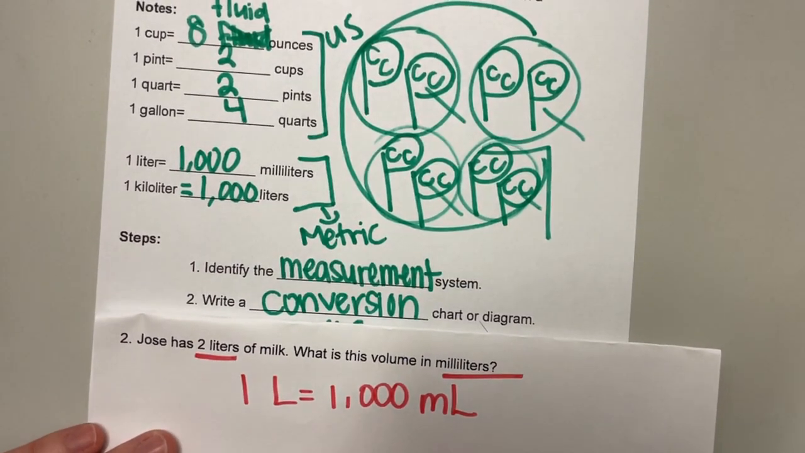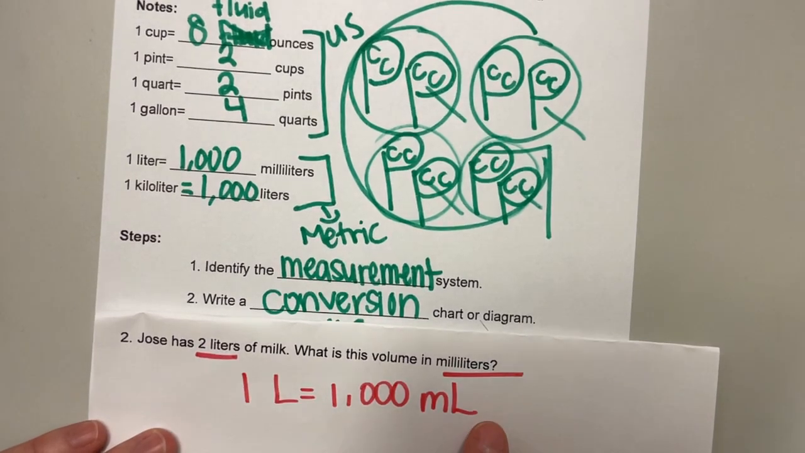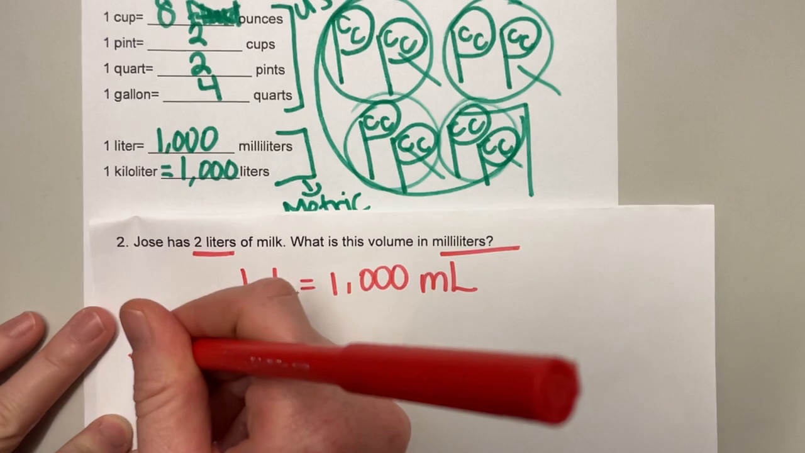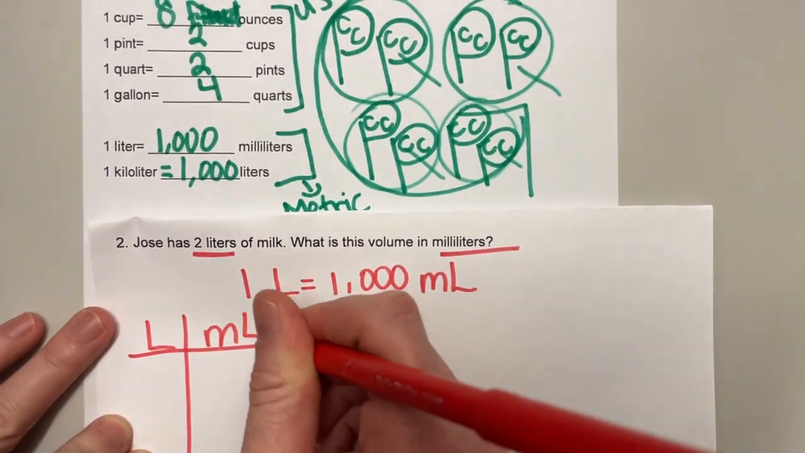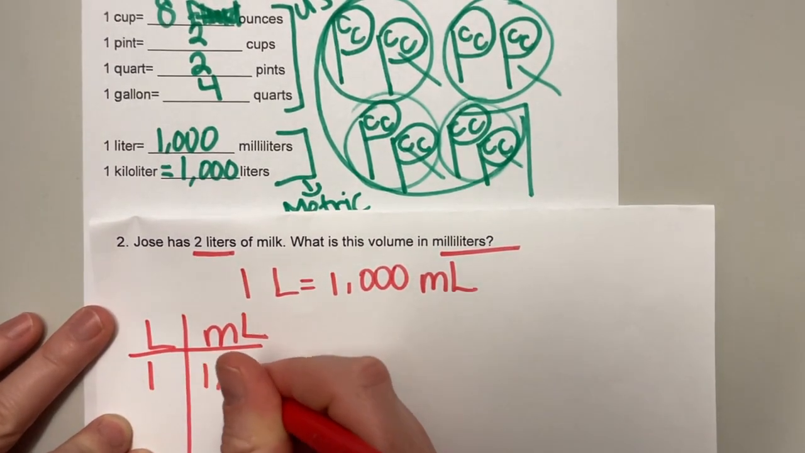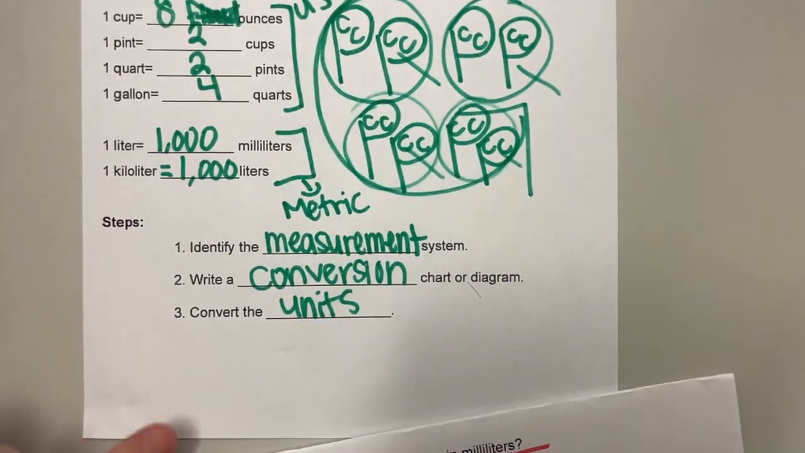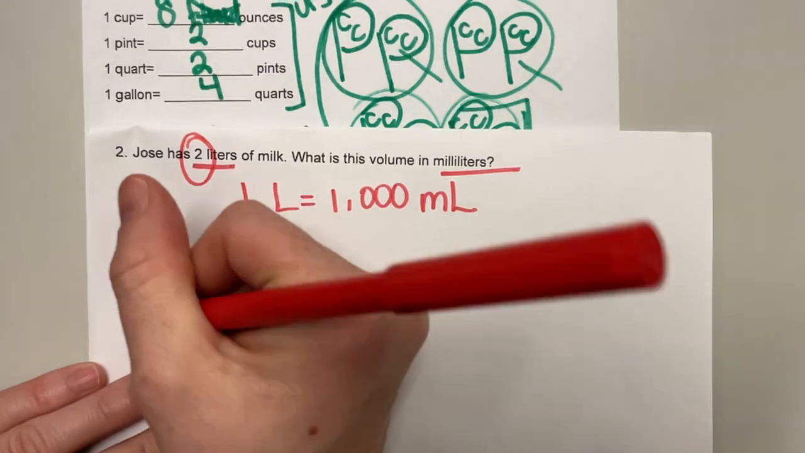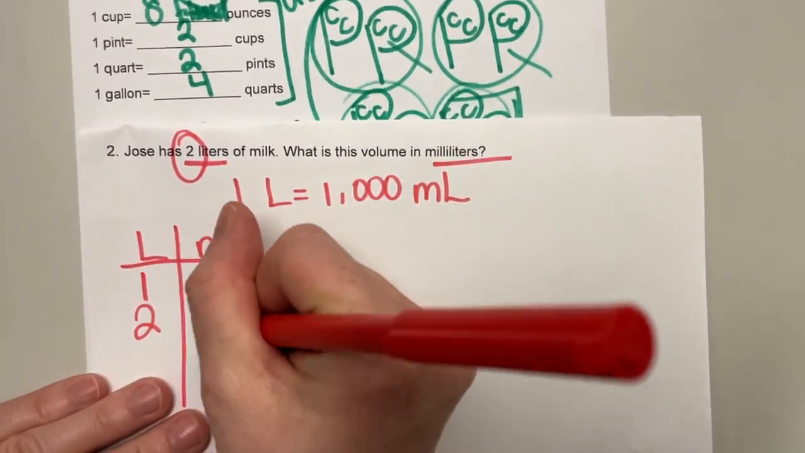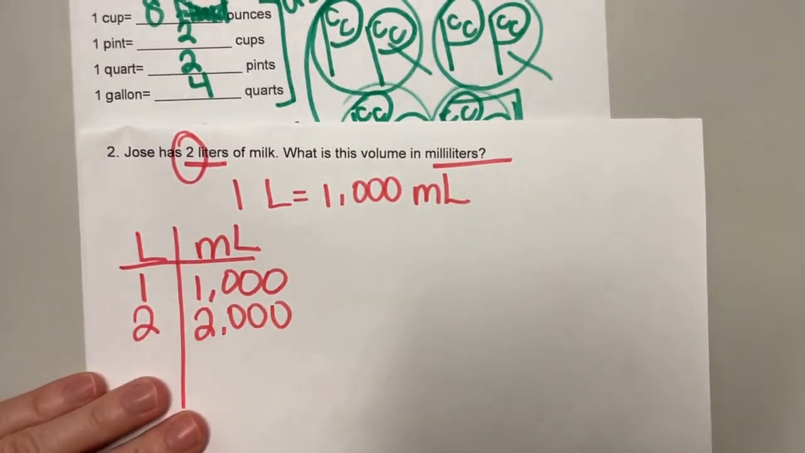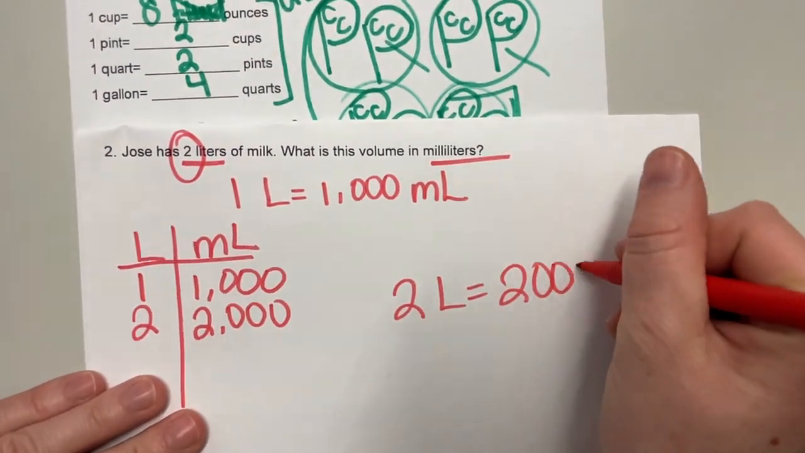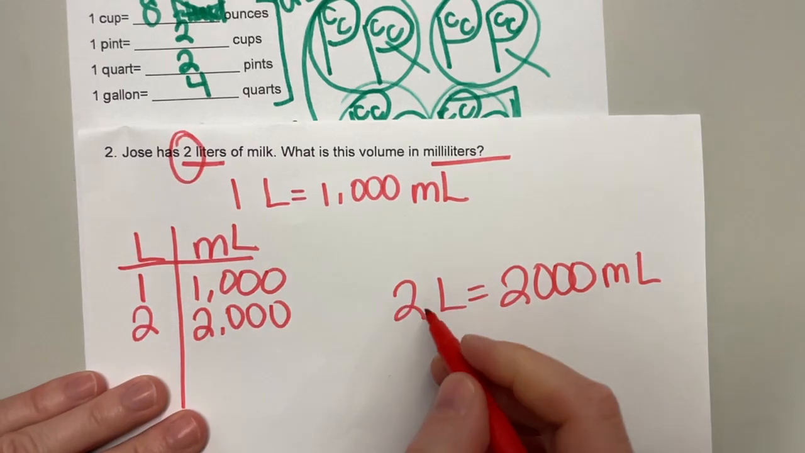Now I need to write a conversion chart, which I did. I'm going to need to draw my chart. I have liters to milliliters. 1 liter is 1,000. And then I need to convert my units. So I need to go up to 2 liters of milk. So 2 liters would be 2,000. 2 liters equals 2,000 milliliters.